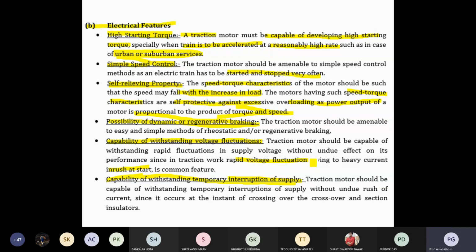So it should not work like that. Different dedicated protections are also required for each individual system. Okay, the next one is voltage fluctuation. If the voltage suddenly fluctuates, a lot of current is drawn by the motor, which may damage the motor. So, due to voltage fluctuation, some protection is required.